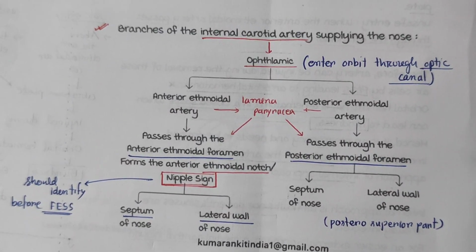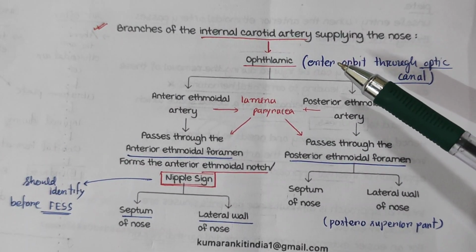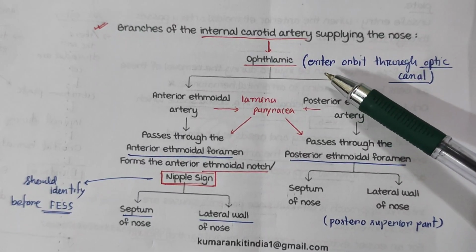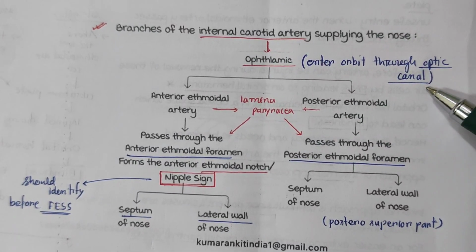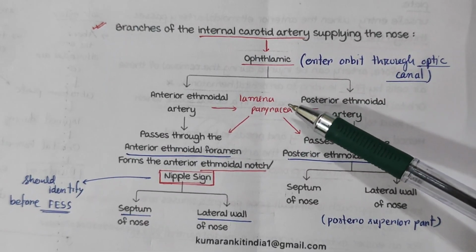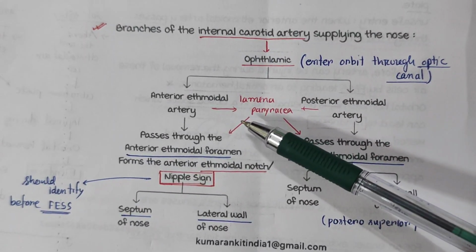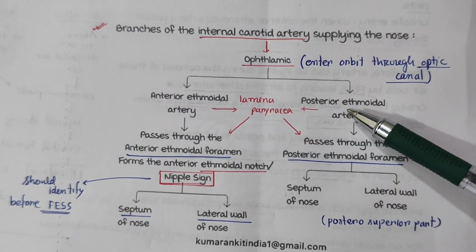Now let's see the internal carotid artery. The internal carotid artery gives the ophthalmic branch which enters the orbit through the optic canal. Again it passes through the lamina papyracea and gives the anterior ethmoidal artery and posterior ethmoidal artery.